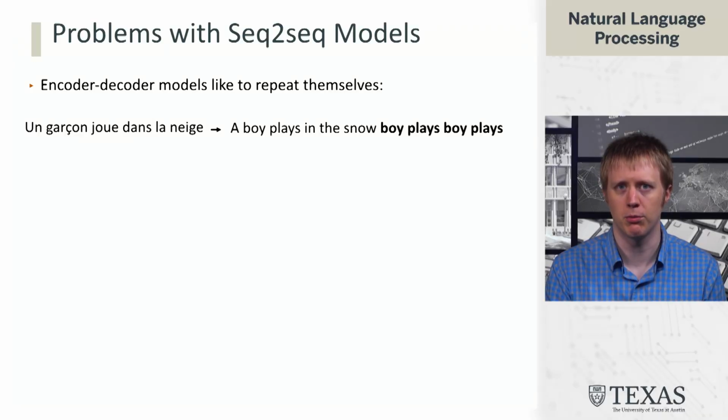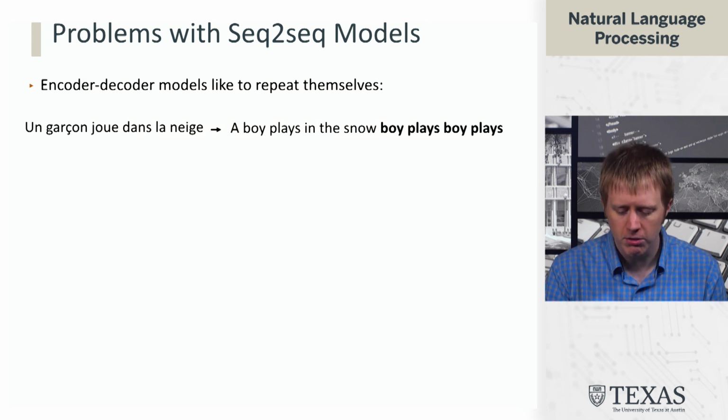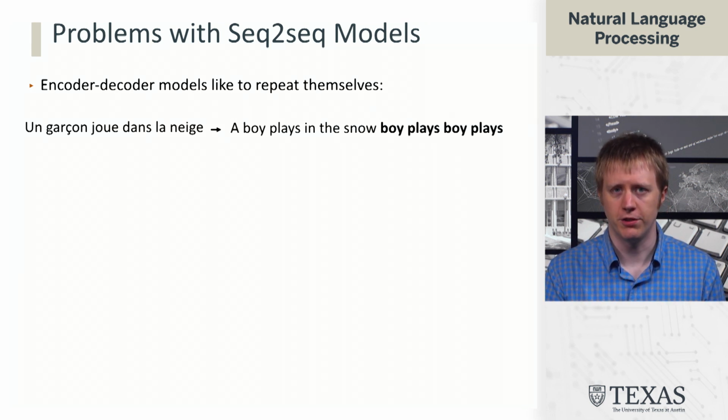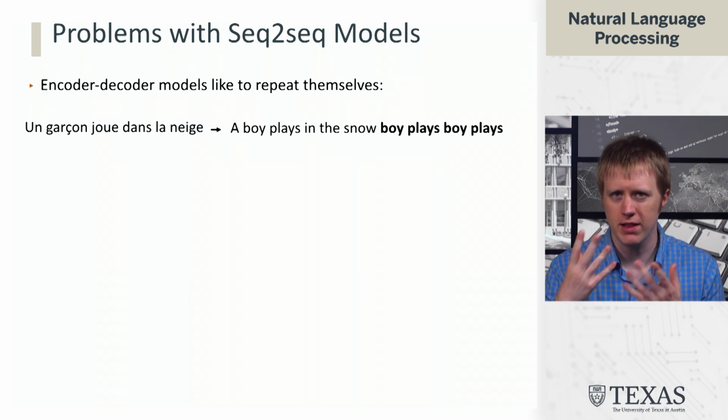of the problems with Seq2seq models if we just implement them in the framework we've described so far. So encoder-decoder models, when you build them, they like to repeat themselves. So if you have the sentence, un garçon joue dans la neige, we might have a Seq2seq model that says a boy plays in the snow, boy plays, etc. And it'll just keep generating these two final tokens. So this is usually a sign that the model's a little bit undertrained. And so if you train the model just right, it's not going to do this. But this is something that we can see happen from these kinds of models.